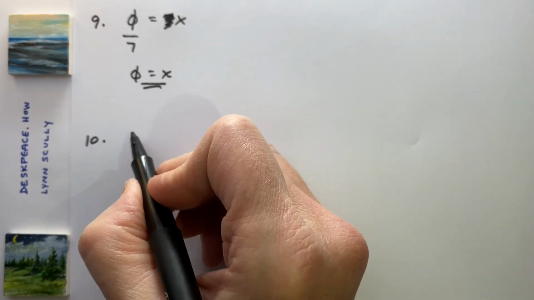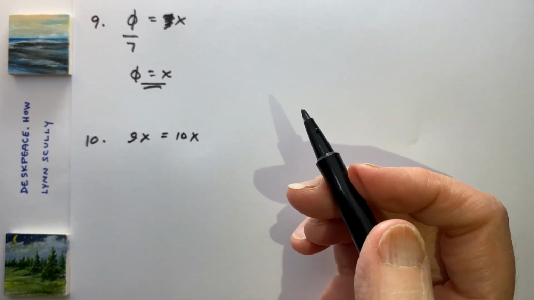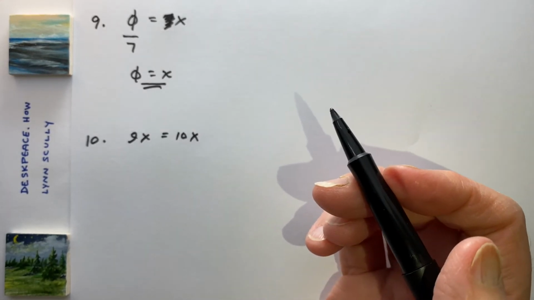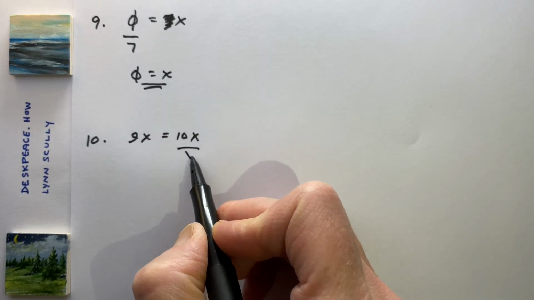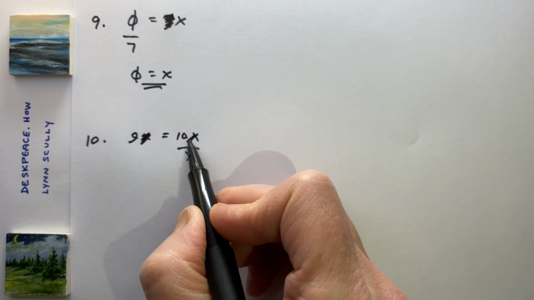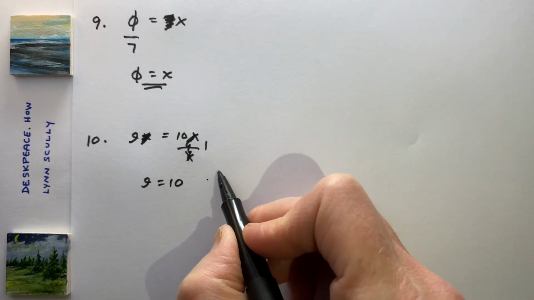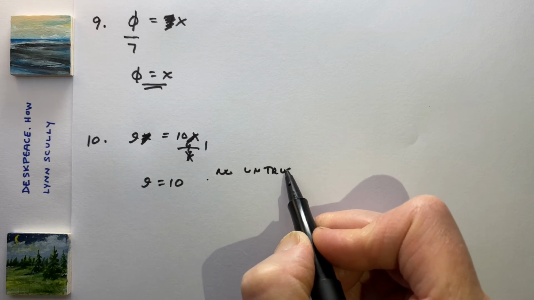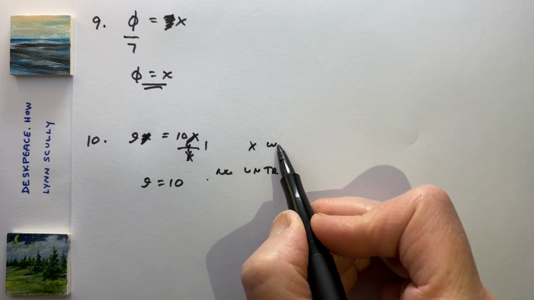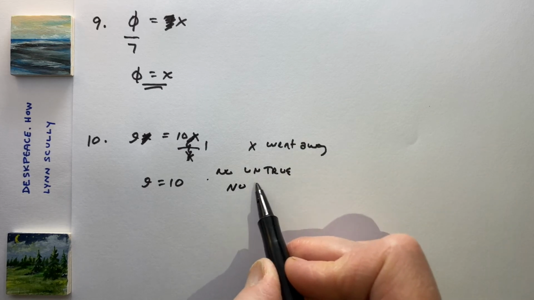Number 10, 9x equals 10x. I'm going to tell you already I'm suspicious. I mean, how can 9x's equal 10x's unless x is 0? But let's just try it out. I'm going to divide by x, and that gives me 1, and I'm getting 9 equals 10. No, that is untrue. And x went away. So it seems like there's no solution.